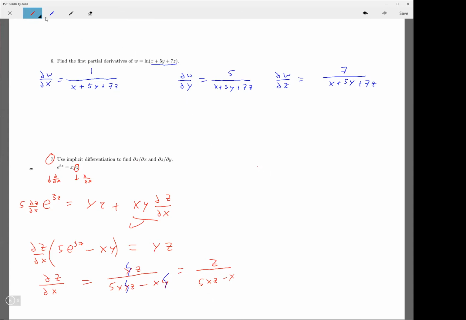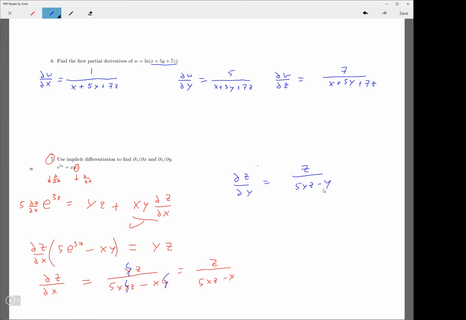So x and y are pretty much the same, or symmetric with each other. That means that the partial of z with respect to y should be z over 5yz minus y. So just replace all the x's with y's. Should work out.